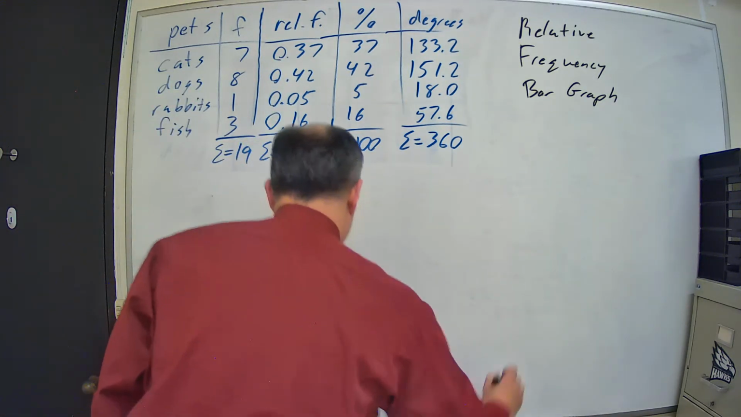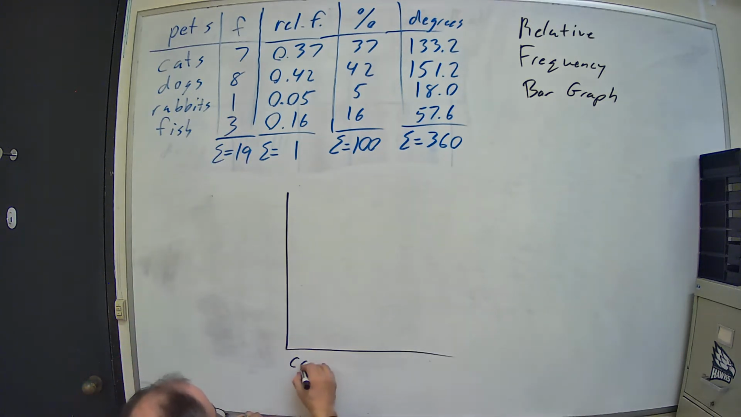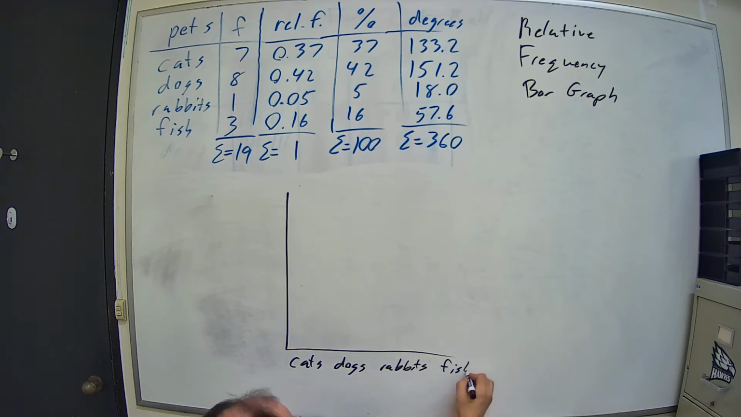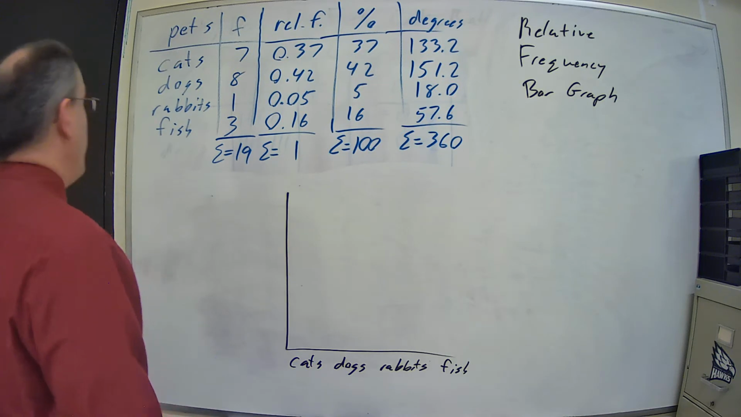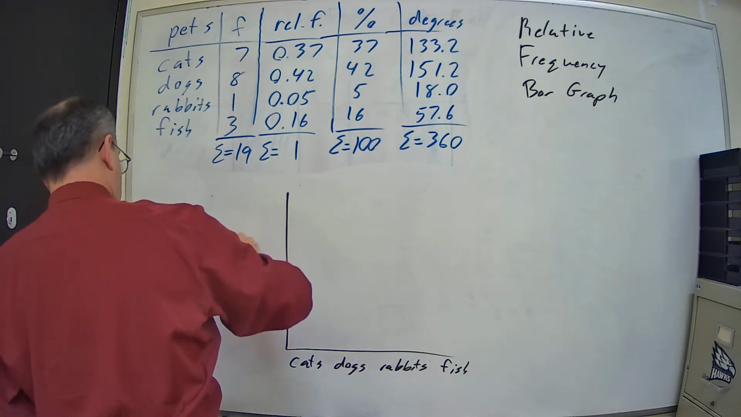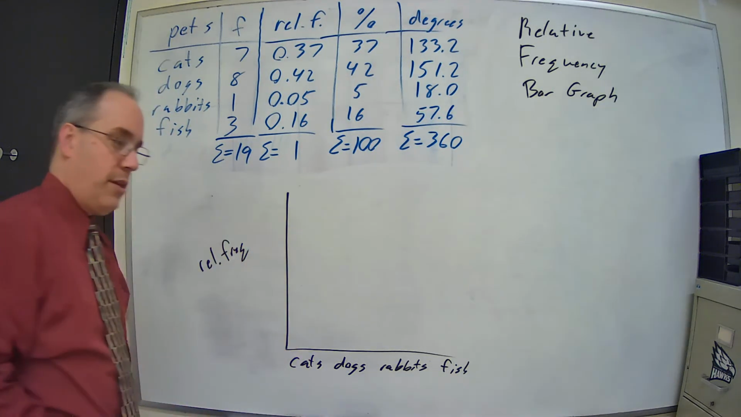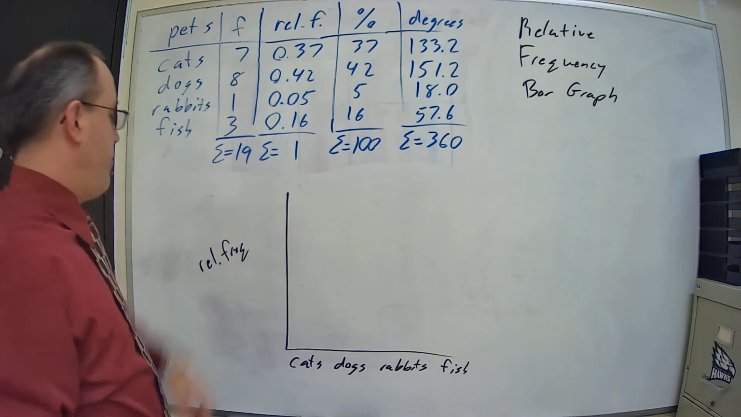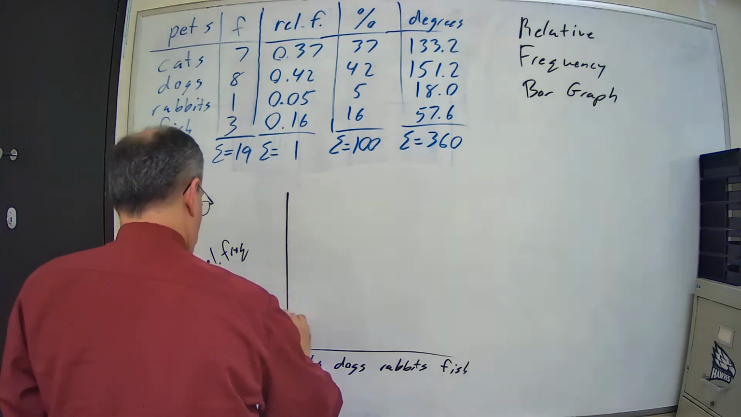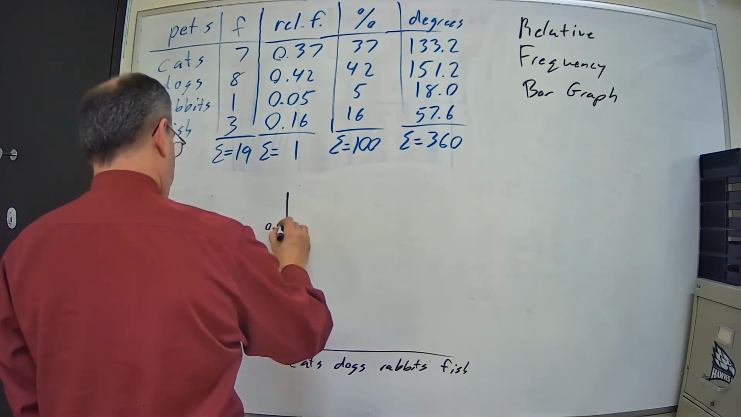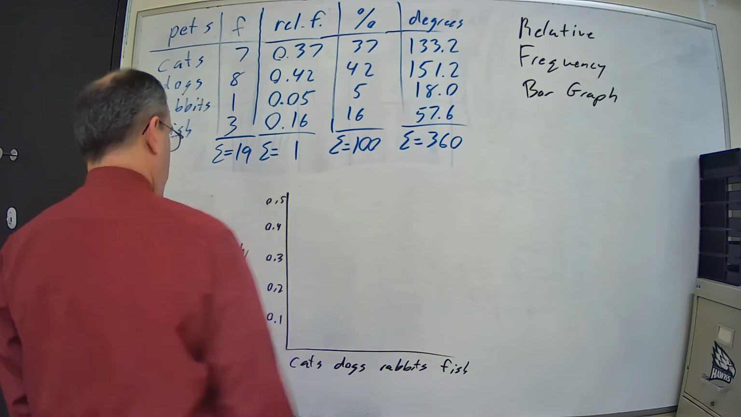So I'm going to come here. Again, I need my categories on the bottom. Cats, dogs, rabbits, fish. On the y-axis, we're going to deal with relative frequency, so we label it as relative frequency. And then I'm going to need to fit these in, so we're going up to 0.42. So 0.1, 0.2, 0.3, 0.4, 0.5.